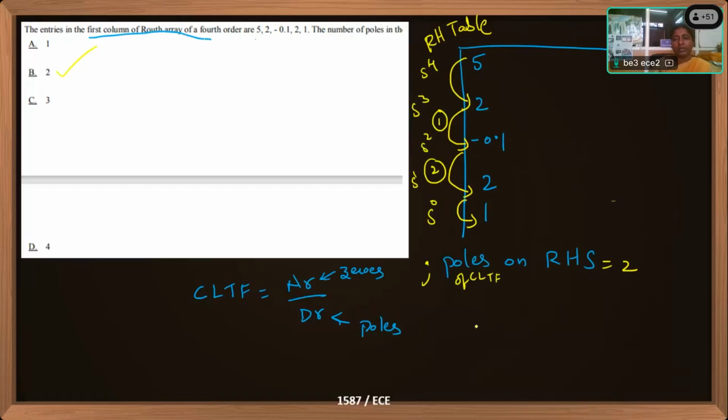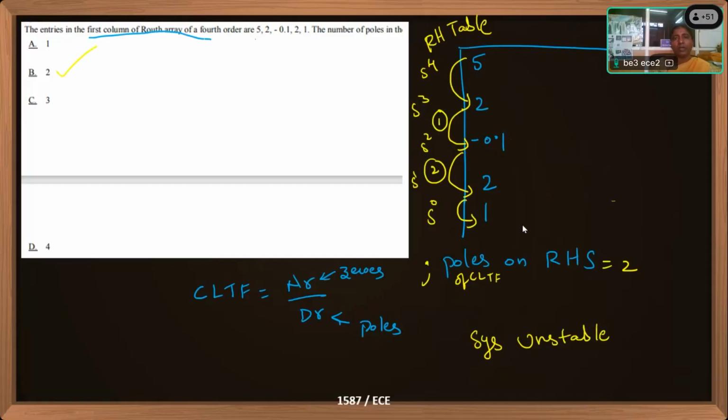System stability: you can conclude that at least one root is on the RHS, so the system is unstable only. On the LHS there may be remaining roots, because we don't have a row of zeros. Marginally stable means roots on the imaginary axis, which compulsorily means a row of zeros will come in the RH table. The system is definitely not marginally stable, because a complete row of zeros is not present.